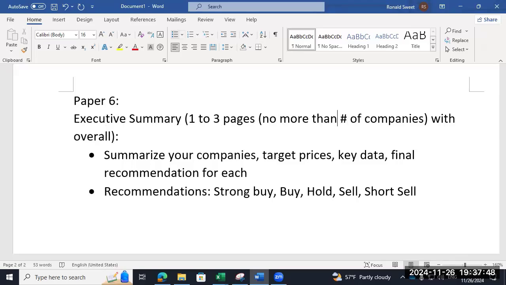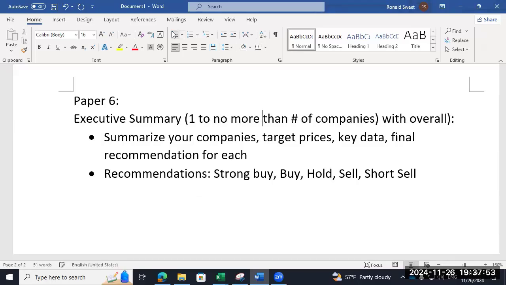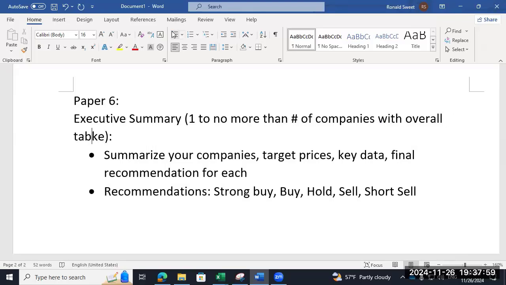Yeah, so if you have 5 companies, your exec summary might be 5 or 6 pages. So 1 page dedicated per company at the most, if you can find a way to do it shorter than that. So you might have 1 page that's the overall table: here's the firms we looked at, here's our recommendations for each one. If you can get it to fewer, that would be better.